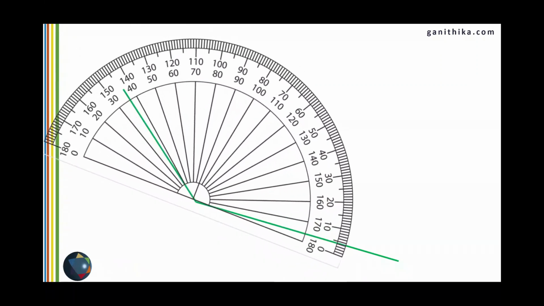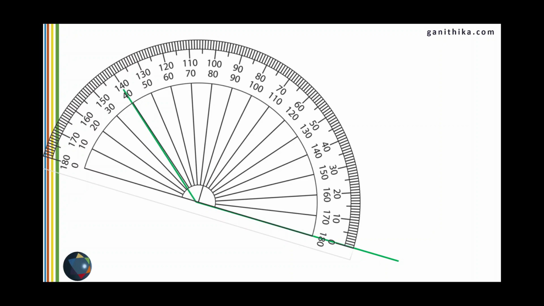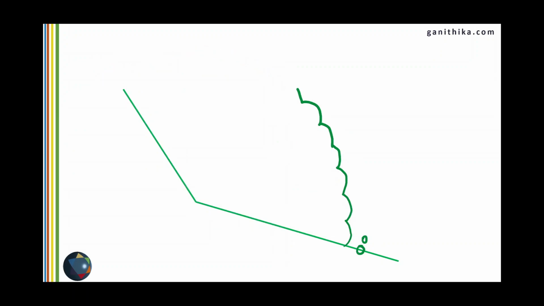Another example, align the protractor accordingly and check for the baseline coinciding with the 0 of the protractor. It goes on this side until the second line. It is 140 degrees. Therefore, the angle made by this is 140 degrees.